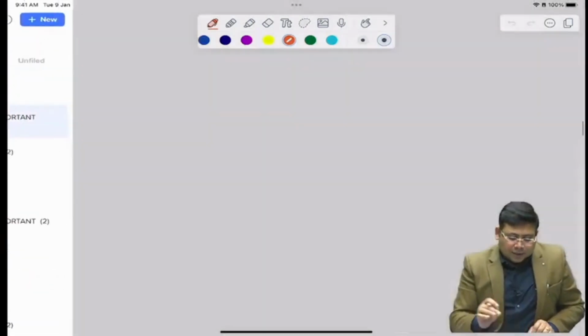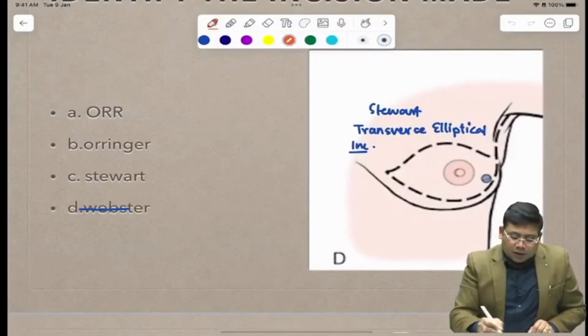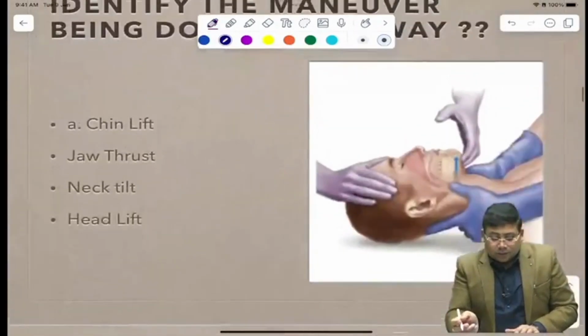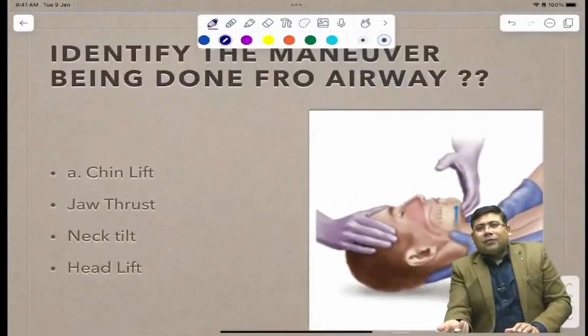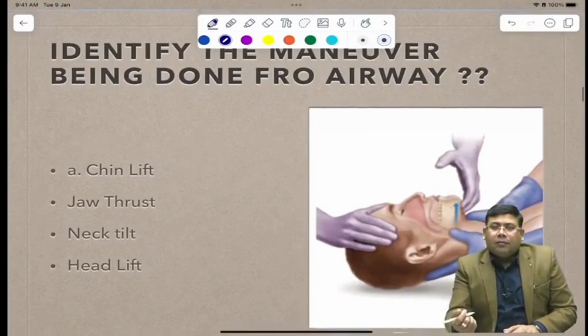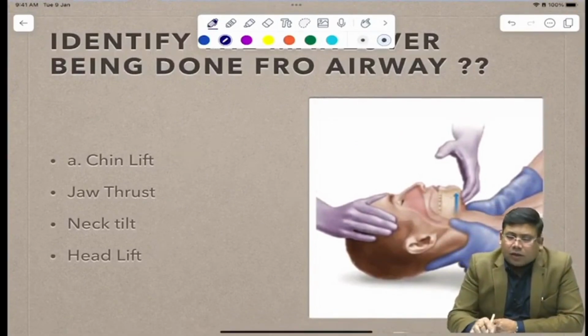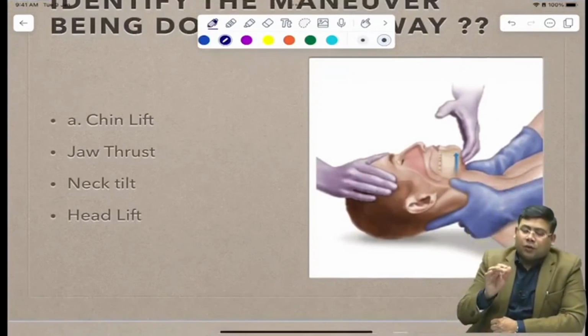So let us see this image, and according to this, now what is this, students? A Stewart incision is the answer for this question. Let us understand, it's a straightforward question. Identify the maneuver that is shown. So what is this maneuver for? This maneuver is for securing the airway.